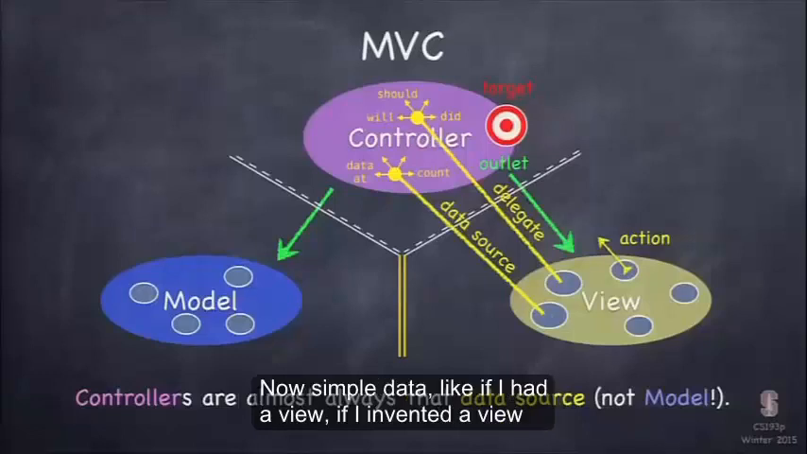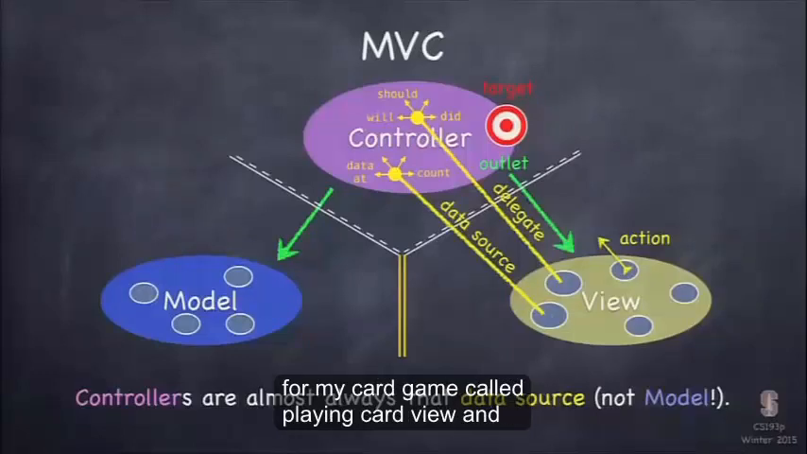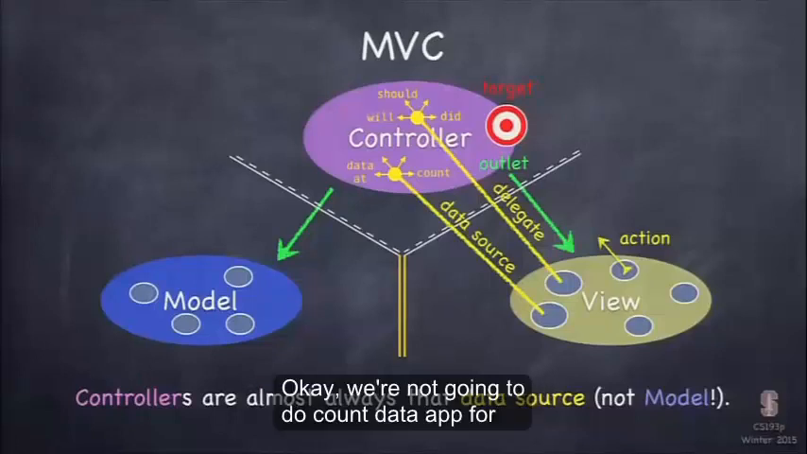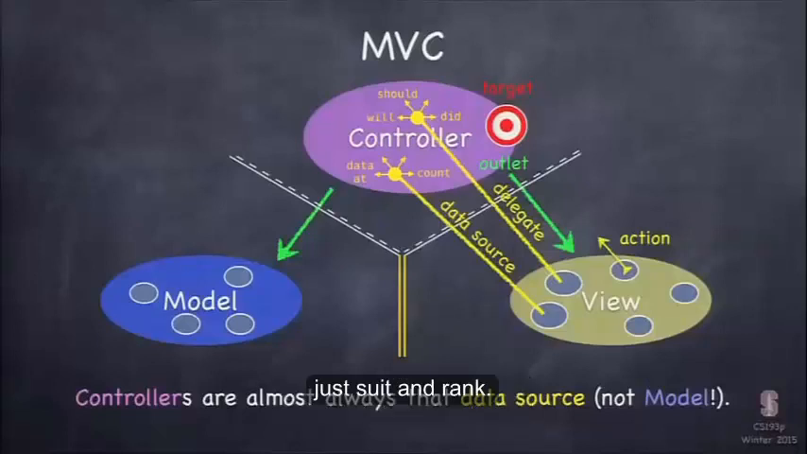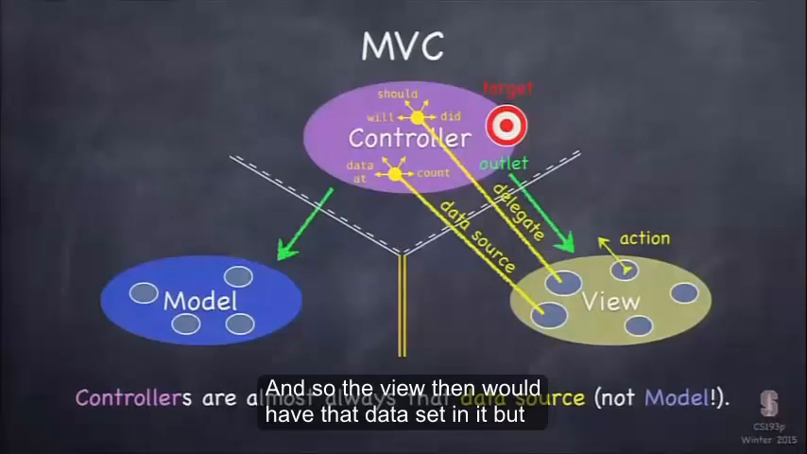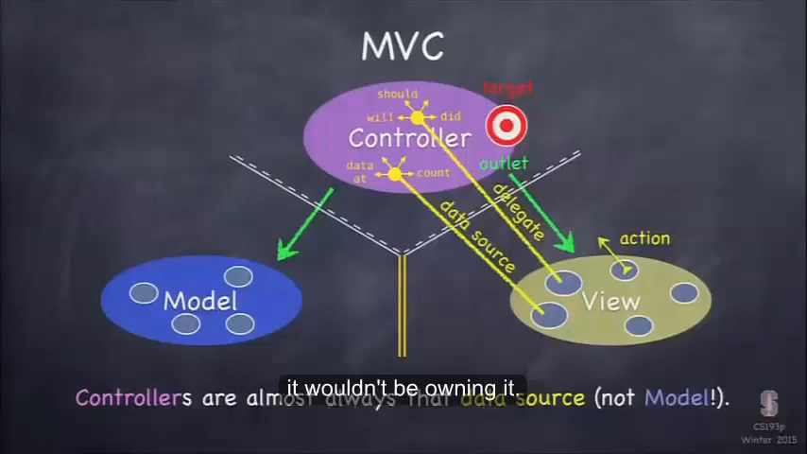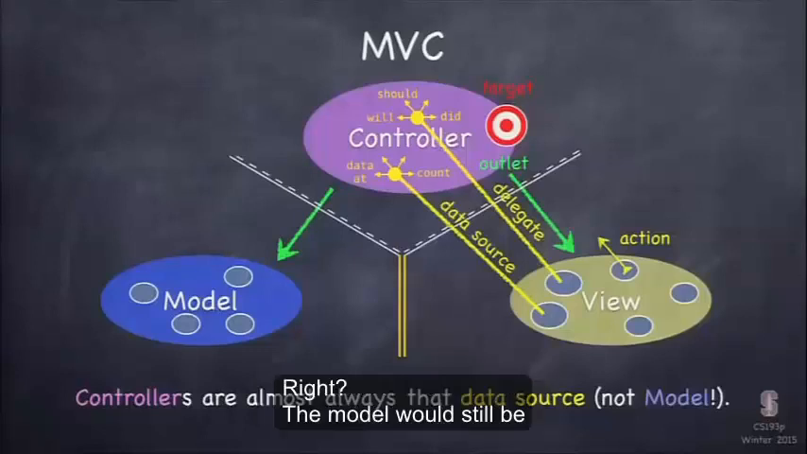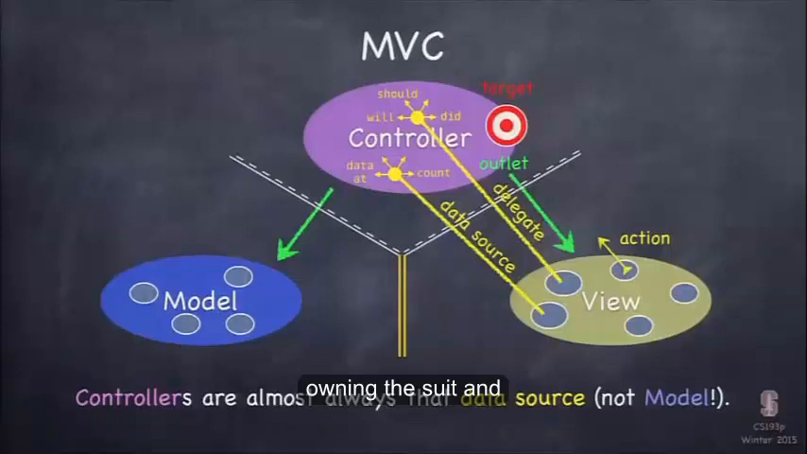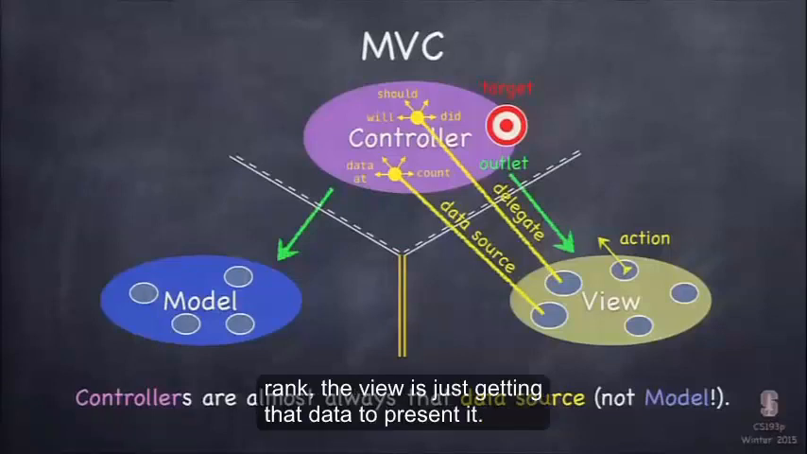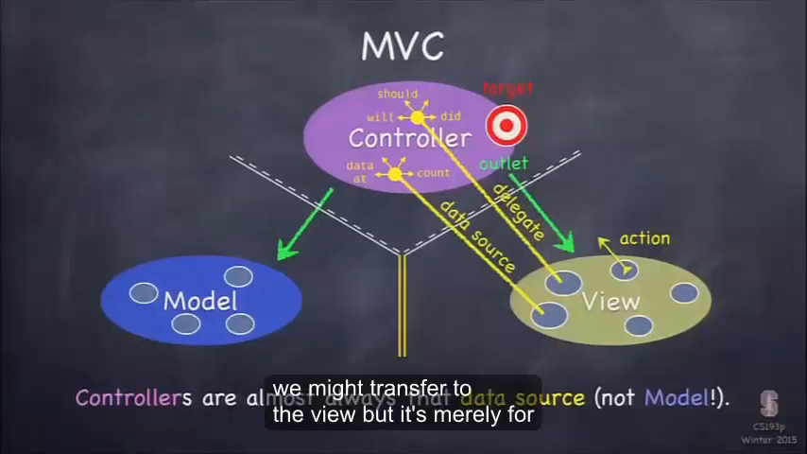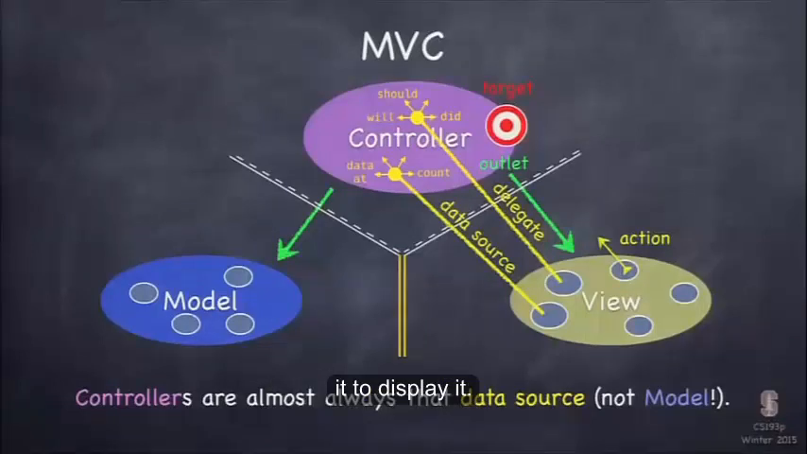Now, simple data, like if I invented a view for my card game called playing card view, and it just has a suit and a rank, we're not going to do count data for just suit and rank. We are going to set those properties. And so the view would have that data set in it, but it wouldn't be owning it. The model would still be owning the suit and rank. The view is just getting that data to present it. So simple data we might transfer to the view, but it's merely for it to display it.